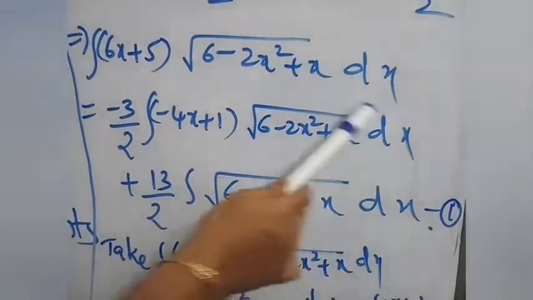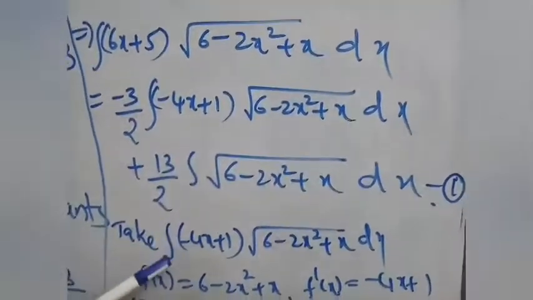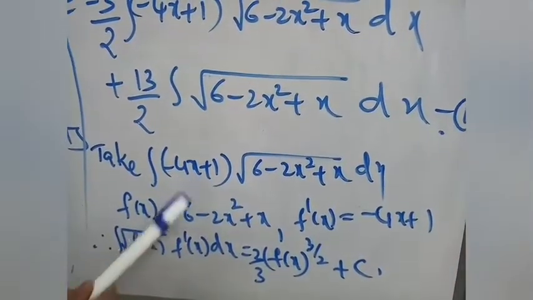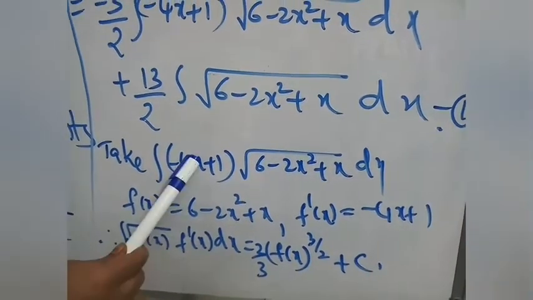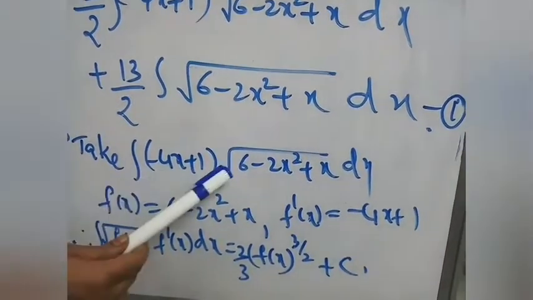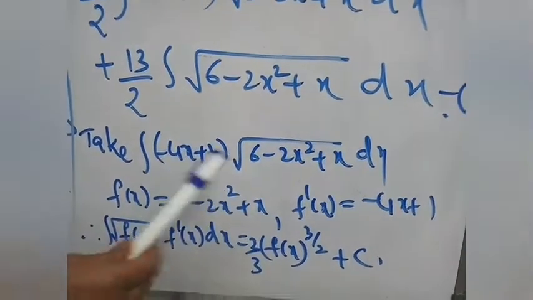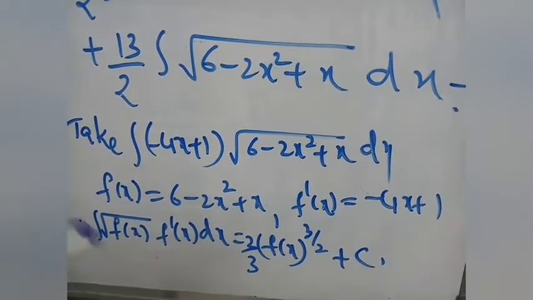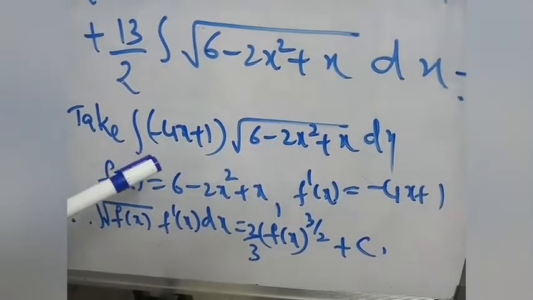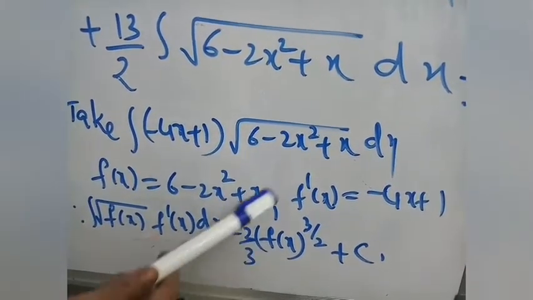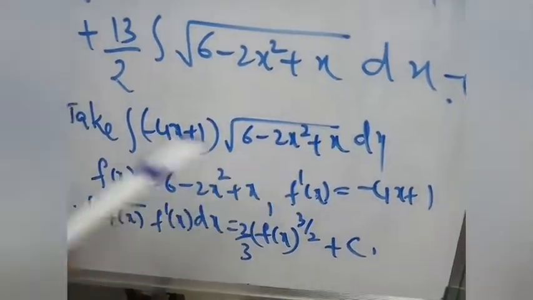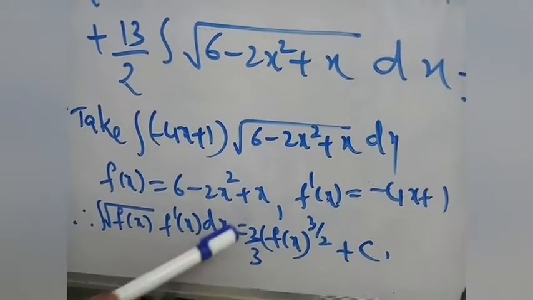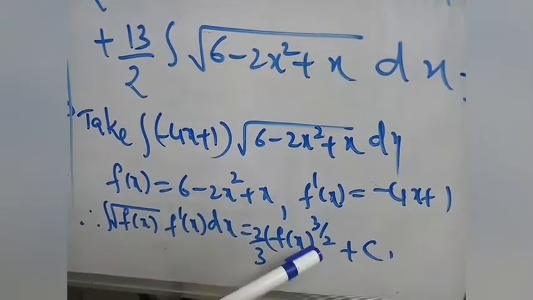Now take the first integration value. What is this? By seeing this, we can guess easily. This is the function and the derivative is here. So we are taking this as the function, then the derivative is here. Then this is in the form of root of f of x into f dash x into dx. So root of f of x into the derivative into dx. What is the formula for that? This is f of x power 1 by 2. It is nothing but f of x power (1 by 2 plus 1) by (1 by 2 plus 1), that is 3 by 2. Take it into the numerator, then 2 by 3 into f of x power 3 by 2 plus c.